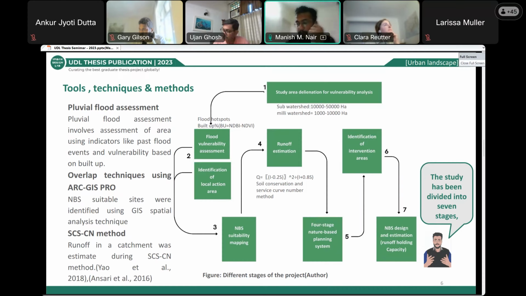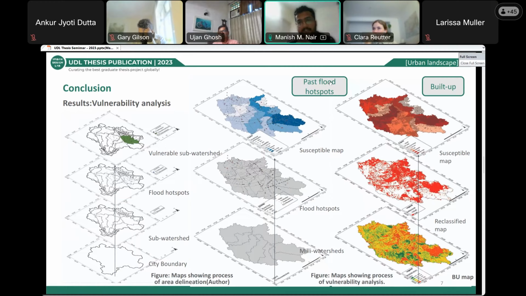So simply put, at first I try to understand the problems and then develop the methodology to address the problem with new and sustainable solutions. Coming to the results, the vulnerability assessment of the sub-watersheds, which were delineated using the flood hotspots and studied for vulnerability using past flood incidences and the built-up percentages, shows that watershed level 9 is the most vulnerable.